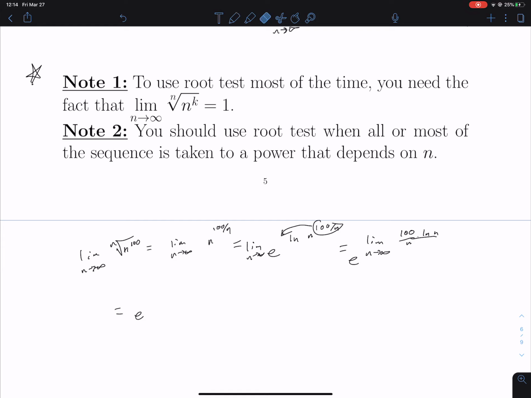So actually, I know what this limit is. This limit is 0. Bottom wins. So this is 1. That's why that works. Okay, so that's just proof of 1. Then the first note. This is really helpful though.